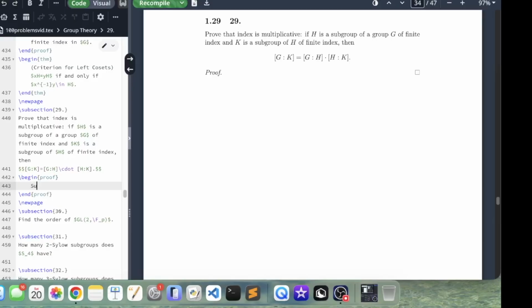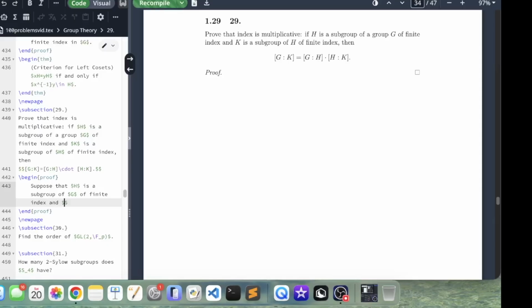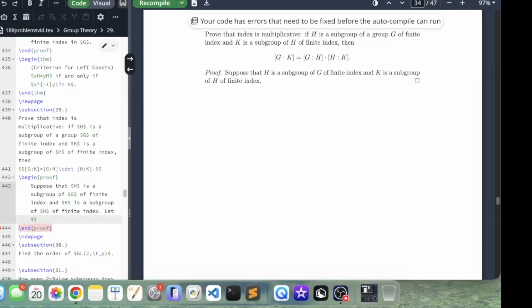start with our assumptions. Suppose that H is a subgroup of G of finite index, and K is a subgroup of H of finite index. So we have something to work with. I'm going to switch notation to just the bars. The index of H in G equals n, and the index of K in H equals m. The product of that is n times m.